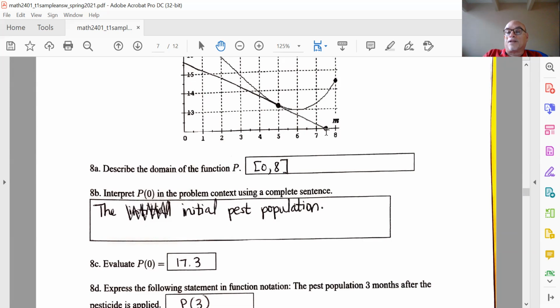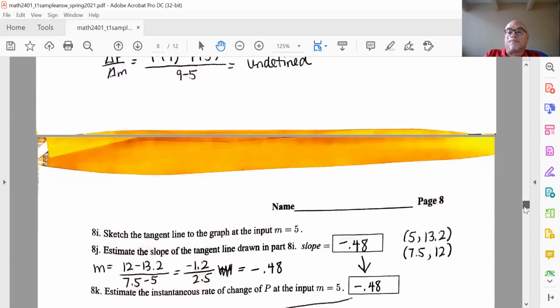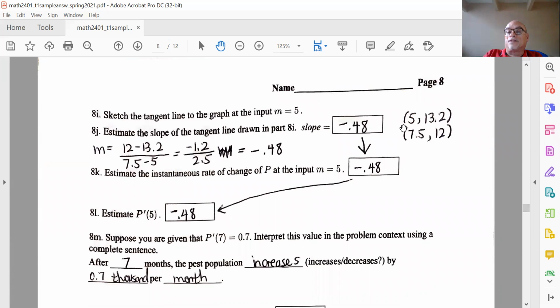So I thought the coordinates for this point would be 7.5 and then 12, not 0, but 12. Look very carefully, the y value here is not 0, but it's 12, going from 13 down to 12 along this horizontal line. So 7.5 and 12. Did I do that correctly? Yes. So these are the 2 points that I used, and then I just used the slope formula to calculate the slope of the tangent line that contains those 2 points. I came out with minus 0.48. So the slope of that tangent line at the input 5 is minus 0.48.